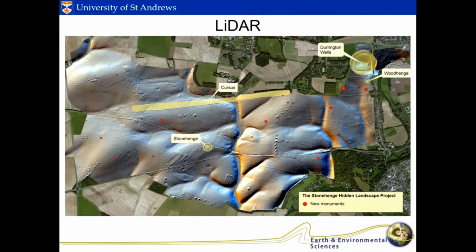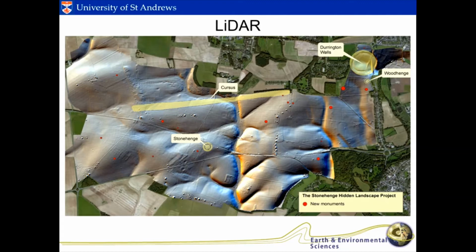So starting with the LiDAR, this is a LiDAR data set. It's basically done with a laser flown in an aeroplane or on a drone, and you can see a number of spots in the landscape, or blobs up and down. Here's Stonehenge at the centre of the map, and all around it you can see these features, and these are actually burial mounds. So this is just what we can see on the surface, but in very, very great detail.